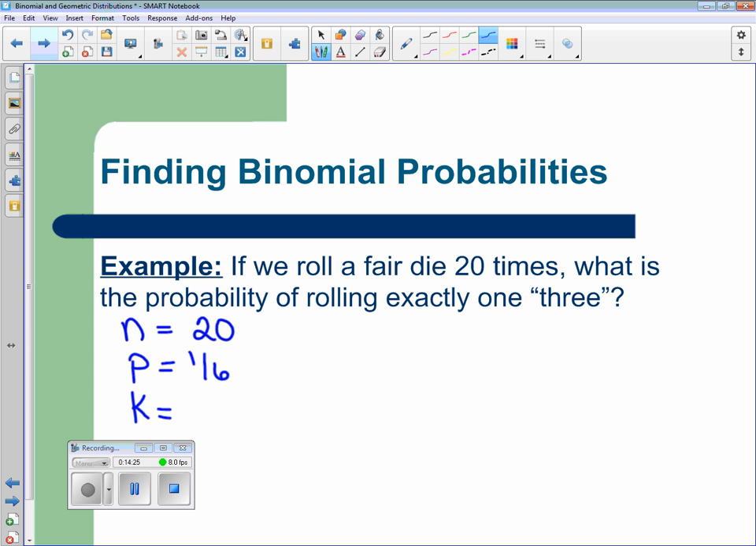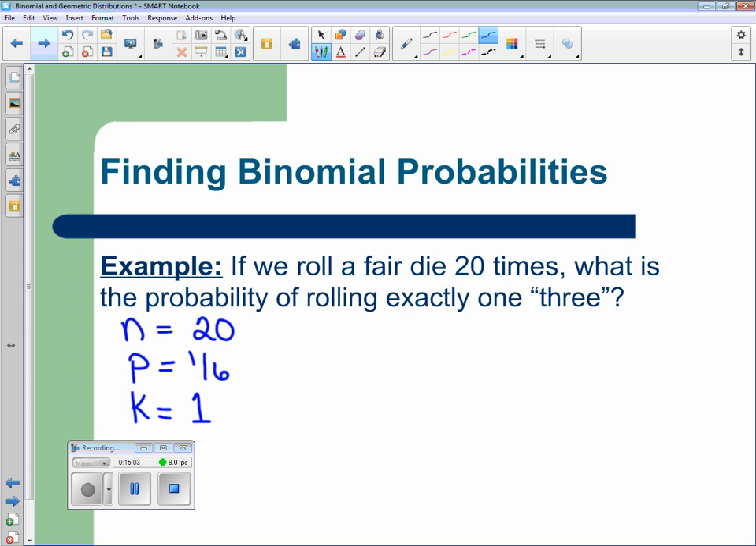And then what's k? k is 1. It's the number of successes. I want 1 three. I don't want 2 threes. I want 1. Don't let the 3 bother you. It could be 1 blue hat. It could be 1 purple jelly bean. You know what I'm saying? The 3 has nothing to do with it, really. I better check that, right?